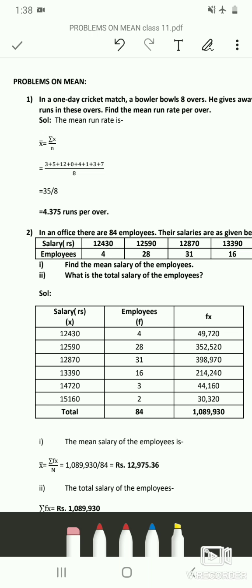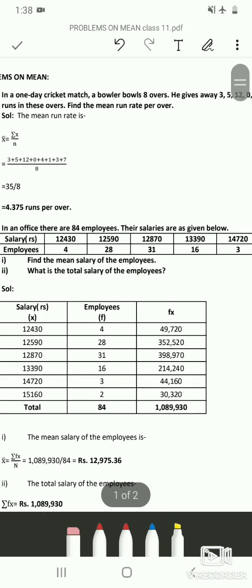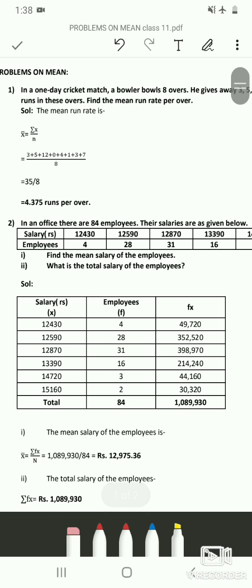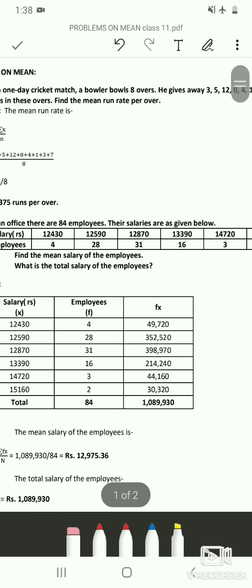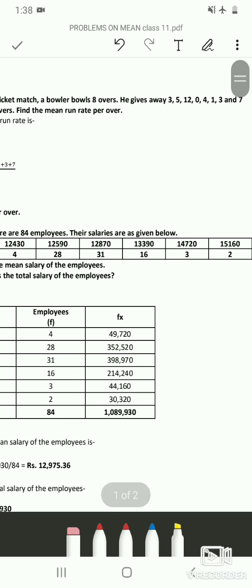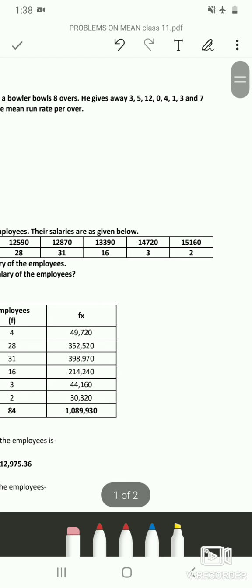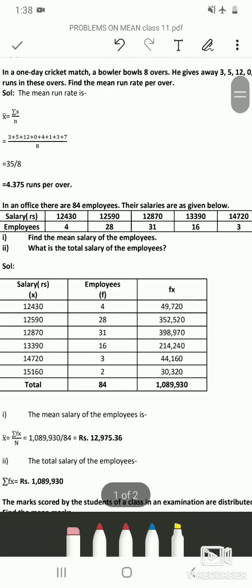In an office there are 84 employees. Their salaries are given below. So the first row is salary, that is 12,430, 12,590, 12,870, 13,390, 14,720 and 15,160. So the employees are the frequencies.